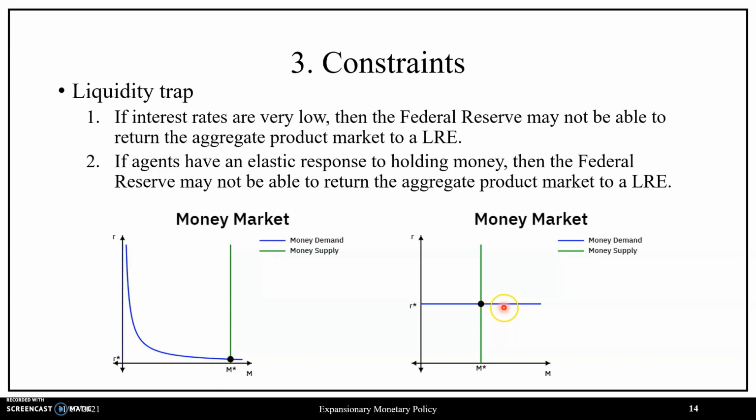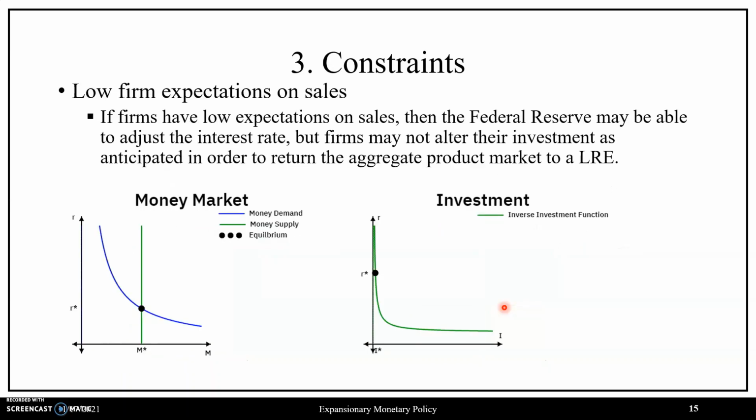With no response in the interest rates, this then corresponds to moving along our investment response with no change in interest, and that means we would expect no change in our inverse investment function, therefore no stimulus in terms of our aggregate demand curve, therefore we would not be able to return to our long-run equilibrium state given our contractionary short-run equilibrium. Now, lastly, we have low expectations on sales.